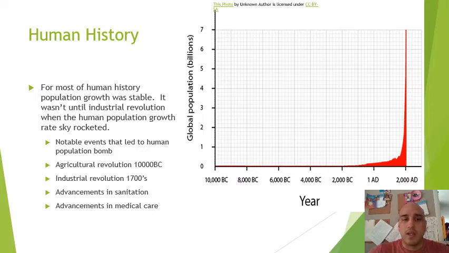Then advancements in sanitation, washing the hands, the germ theory, have also increased our human population, as well as the Industrial Revolution, where we are really good at producing food, and now we're going to a mechanized world where we have machines to help us. So those have contributed to the overall population growth. And so right now we're experiencing a boom.